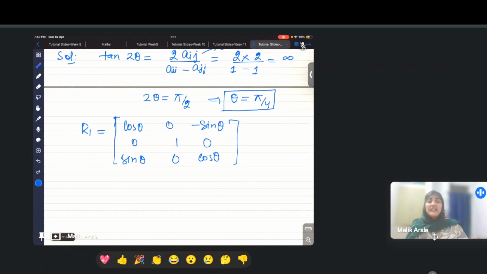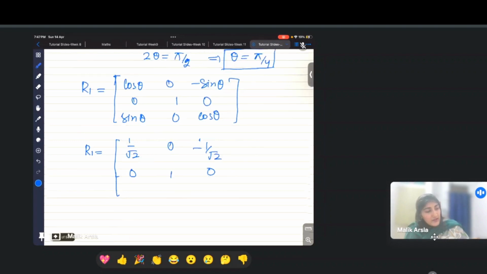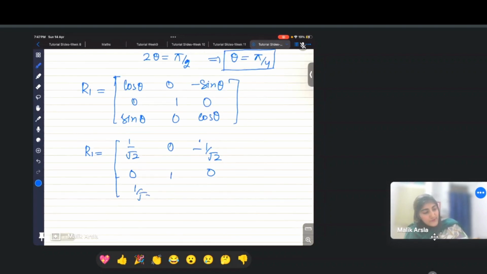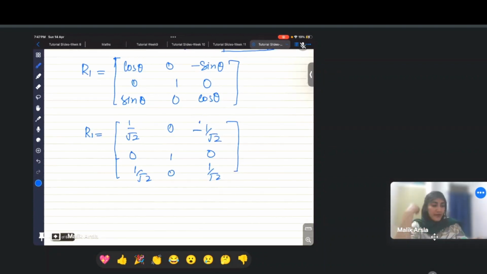Now putting theta equal to pi by 4 here, cos of pi by 4 is 1 upon root 2. It will be 1 upon root 2, 0, minus 1 by root 2; then 0, 1, 0; and the third row 1 upon root 2, 0, 1 upon root 2. So this is your R1 matrix. Now from this R1 you have to form D1. D1 is R1 transpose into A into R1.